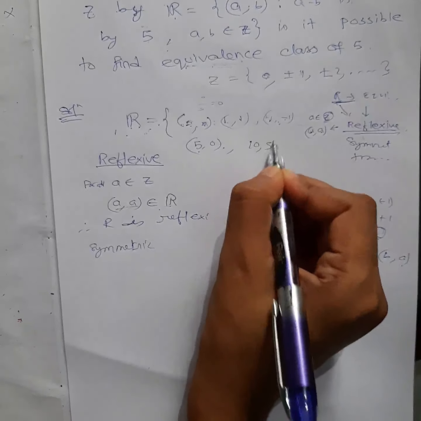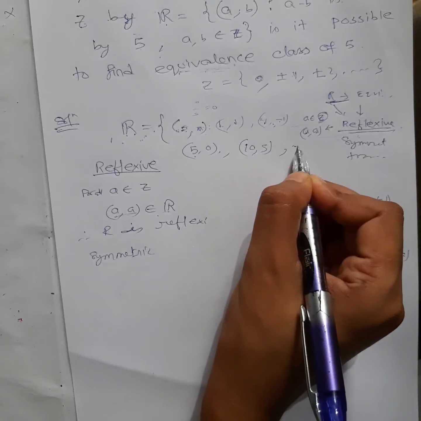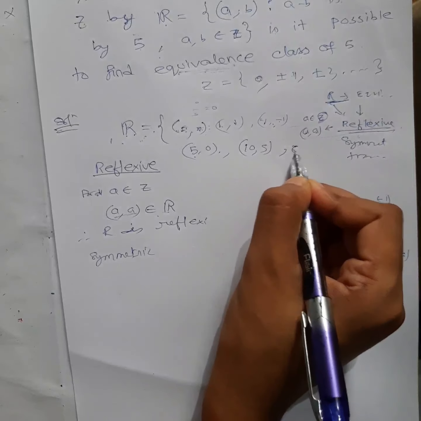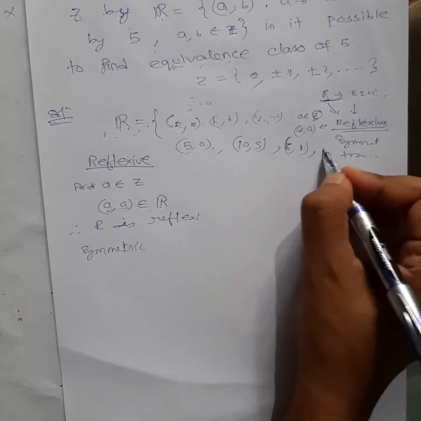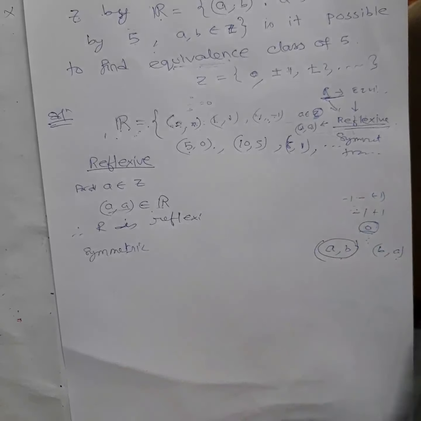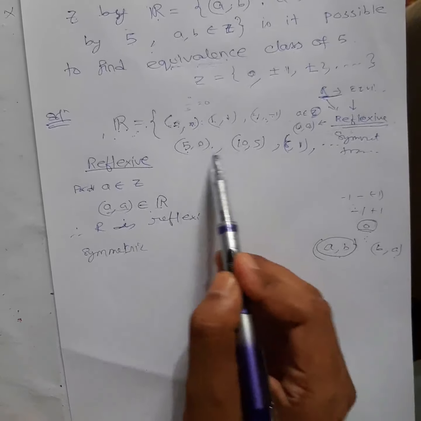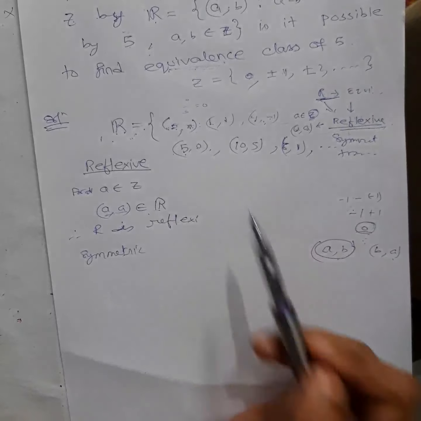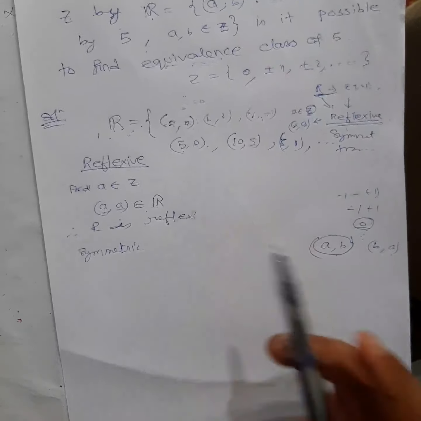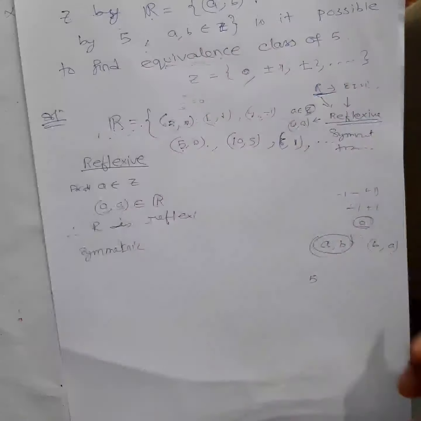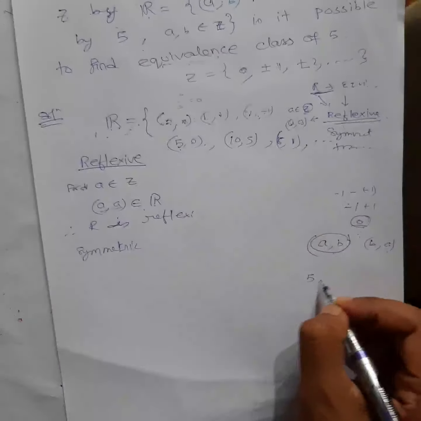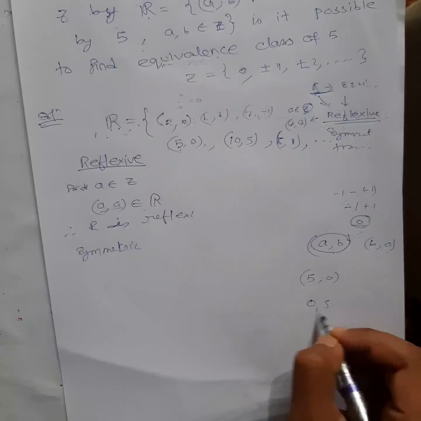10 comma 5, let me write 6 comma 1, this also will be there. In this way many elements will be there. Now see, if you have AB, BA also must be there, means 0 5 also must be there. So see here, 5 0, suppose I take any element from this set, say 5 0, then 0 5 will be there or not?